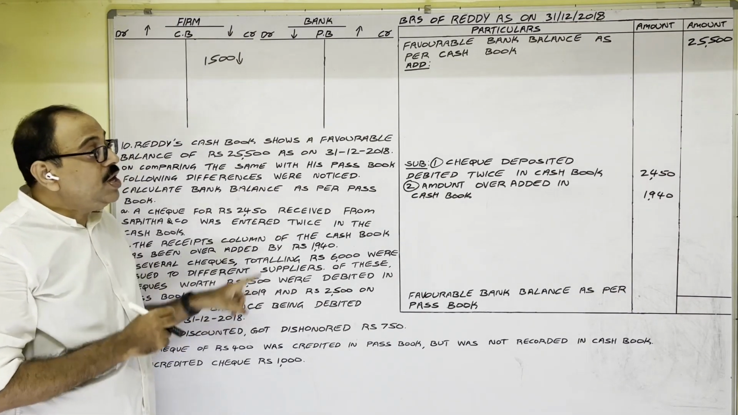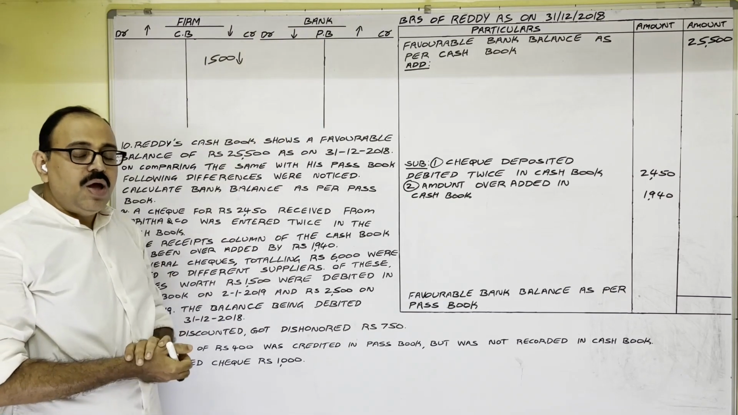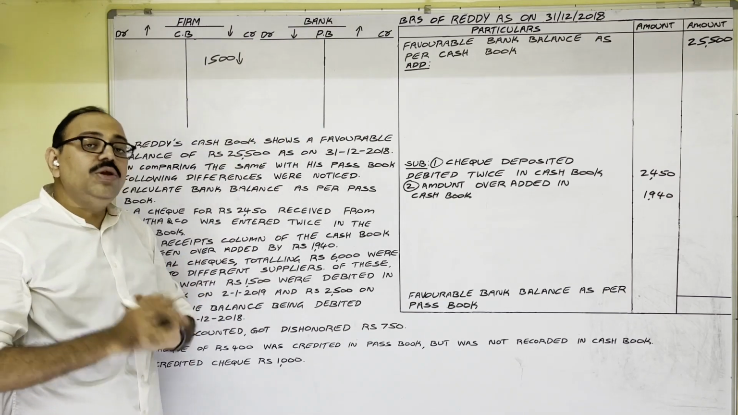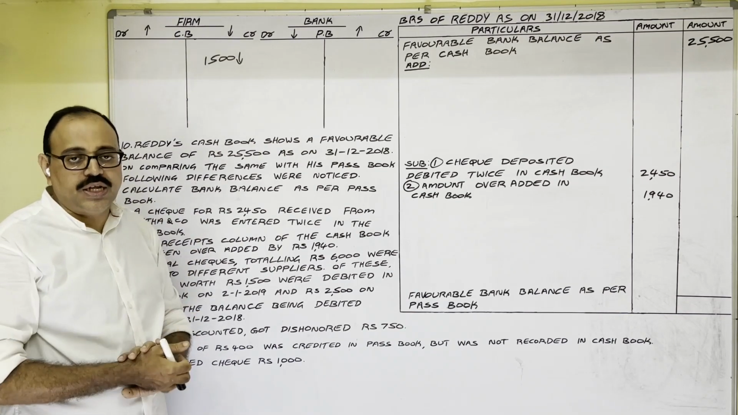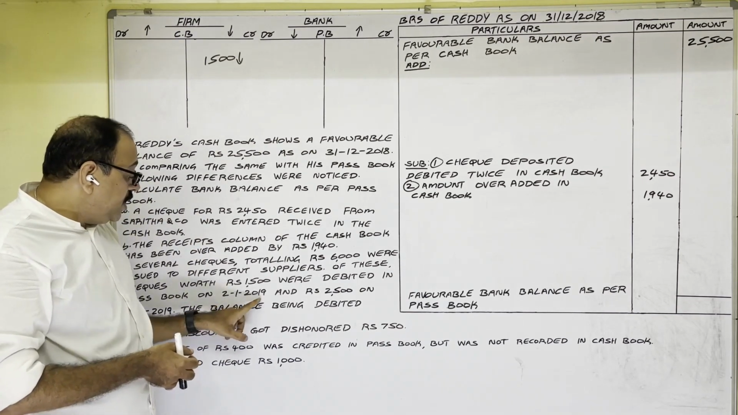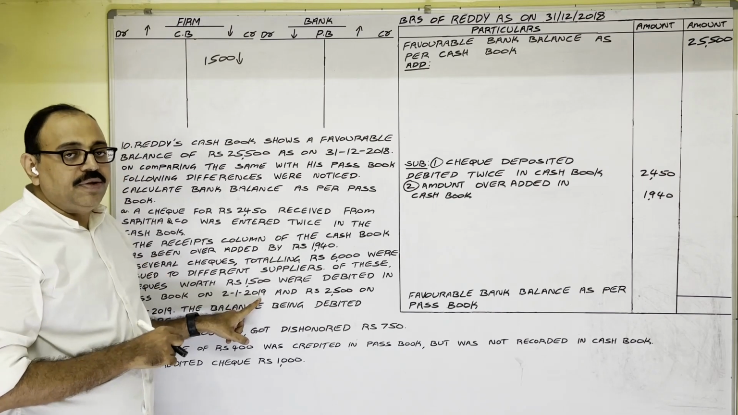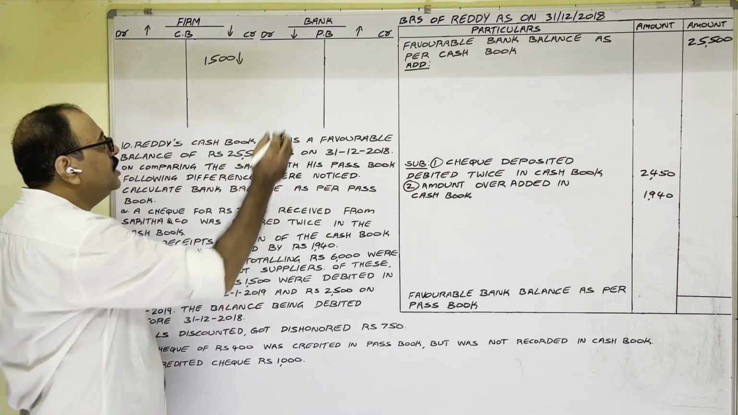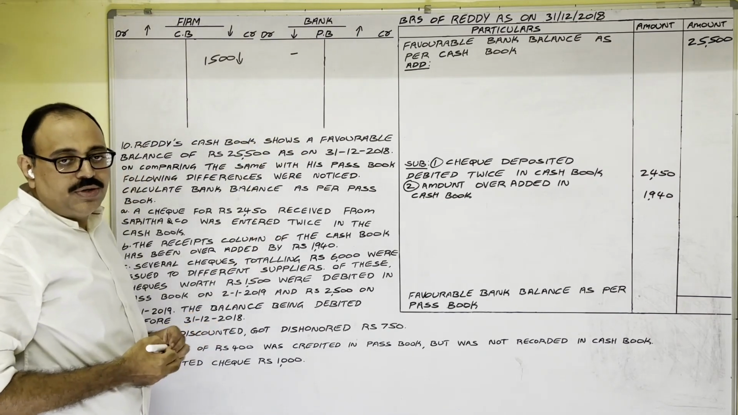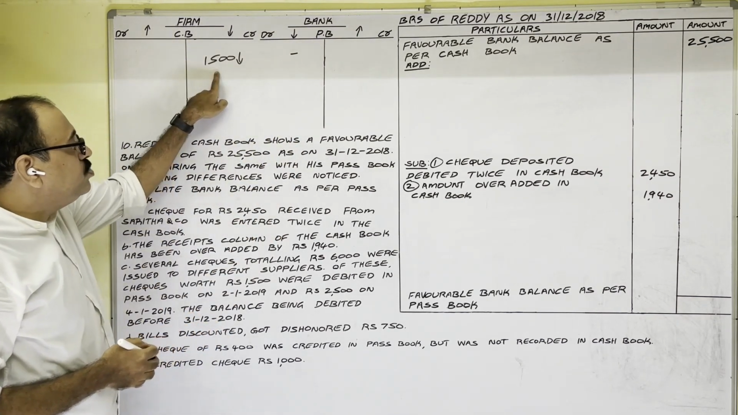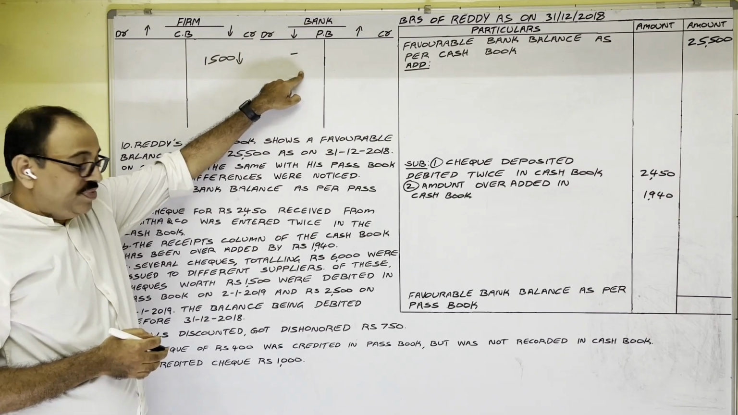We are preparing the BRS on 31st December 18 now. Up to that date what happened, that only we should observe. After that what happened, we need not consider. So it is debited on 2nd January 19, which means up to 31st December 2018 it was not debited in the passbook. So the amount was entered in the cash book but not entered in the passbook.